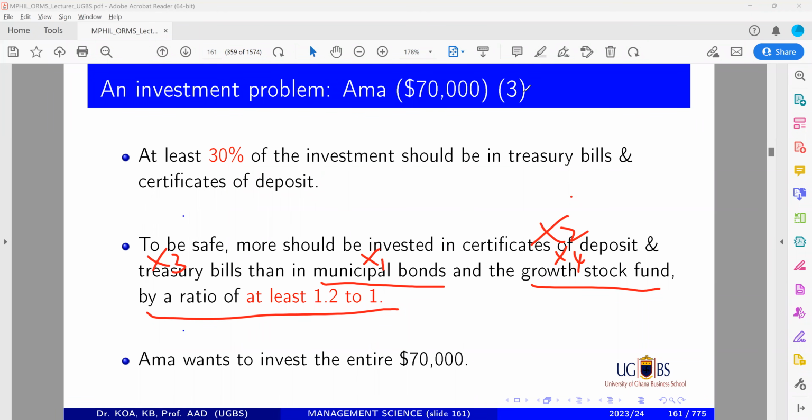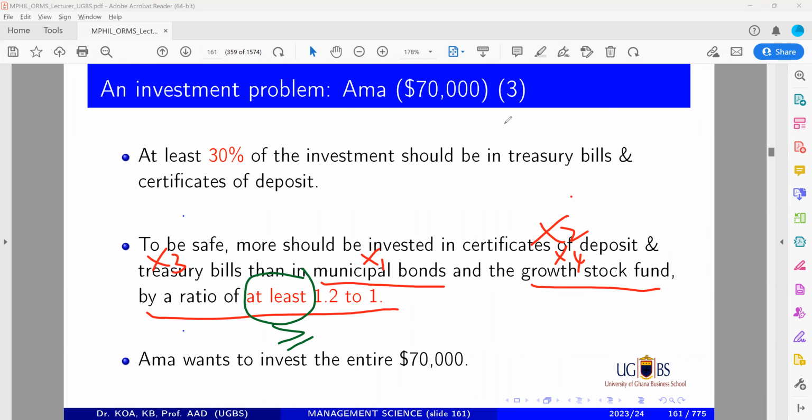Sarah. At least. And what is that? That is greater than or equal to. So you now look for this one. We are talking about greater than or equal to. Good. One thing is done.